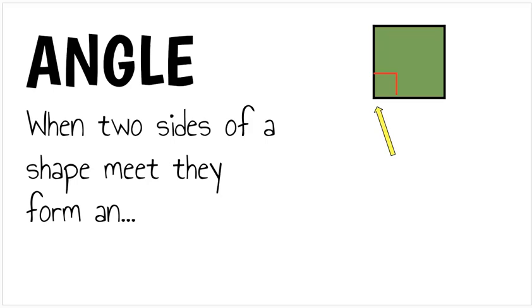Next, we have an angle. When 2 sides of a shape meet, like right here, they form an angle. So when 2 sides of a shape meet, they form an angle.